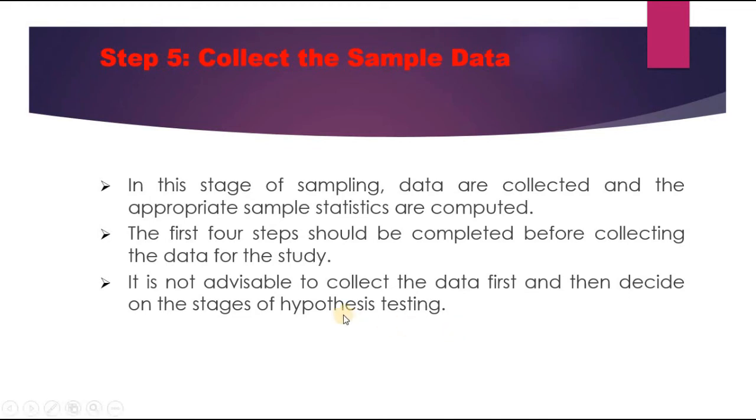Now just see, in the stage of sampling, data is collected and the appropriate sample statistics are computed, as we have discussed, whether it is a t-test, z-test, whatever. We compute the necessary statistics. The first four steps should be completed before the data collection. Whatever steps we have discussed earlier, like set the null hypothesis, alternate hypothesis, decision rule, all these things should be completed by now. It is not advisable to collect the data first and decide on stages of hypothesis testing.